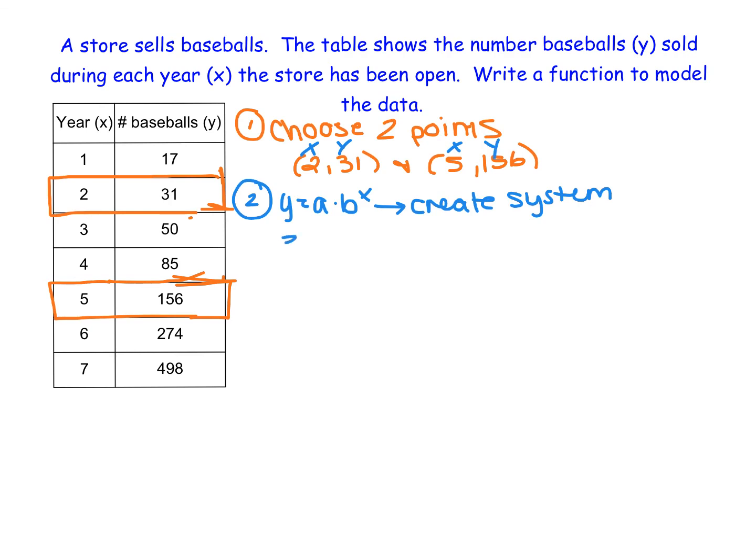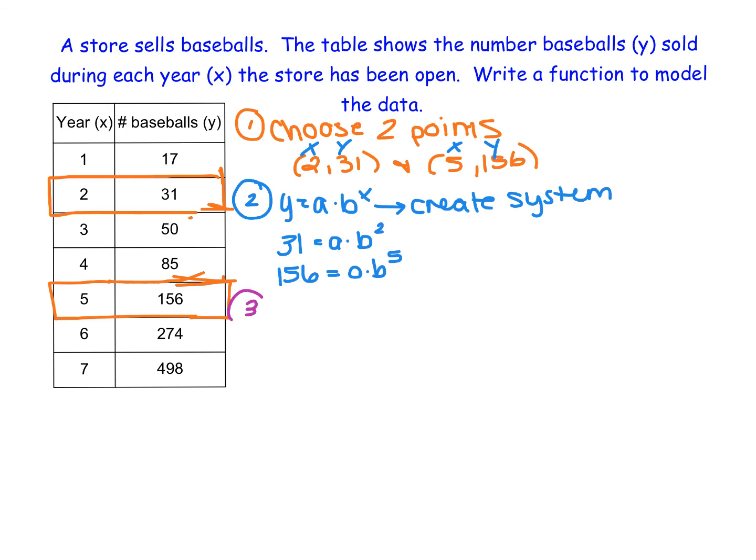So here we have 31 is equal to a times b to the power of 2. And then we also have 156 equals a times b to the power of 5. Now from here, once we've found that we have our 2 equations, so we have our system, what we can do now is we can use the substitution strategy to solve this.